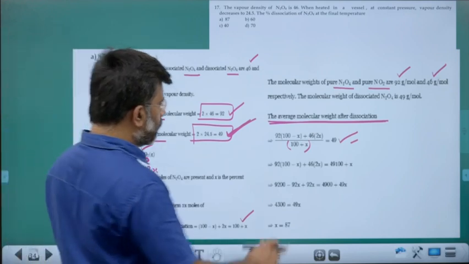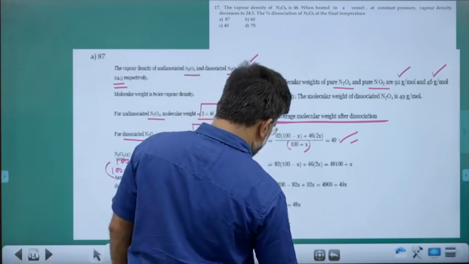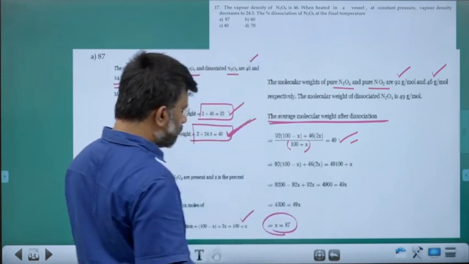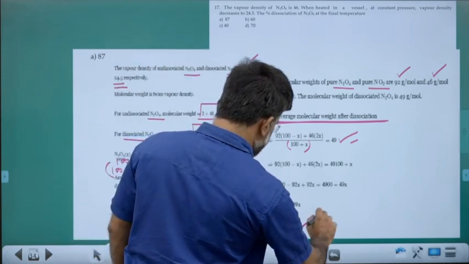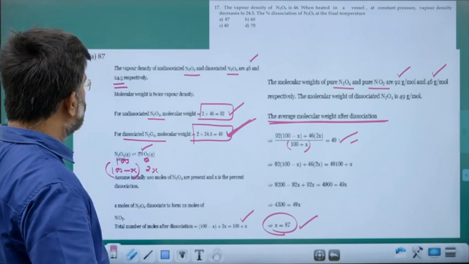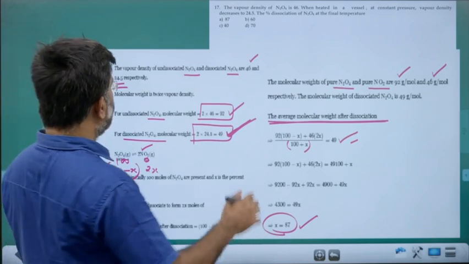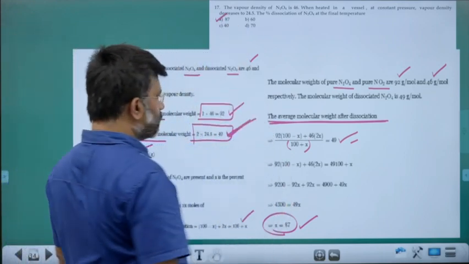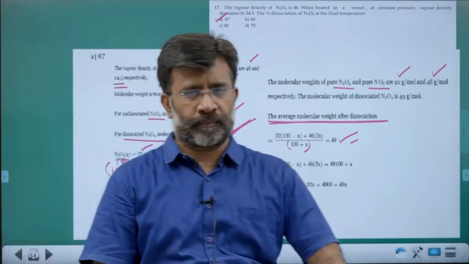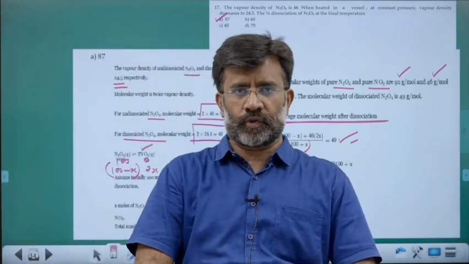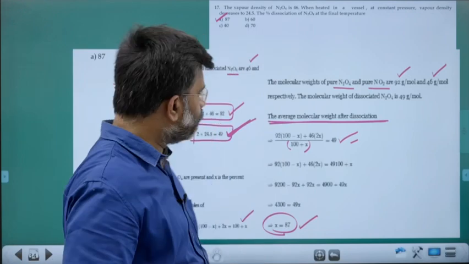By equating this, you can find out x, and x is equal to 87%. That is the degree of dissociation. I'll repeat.